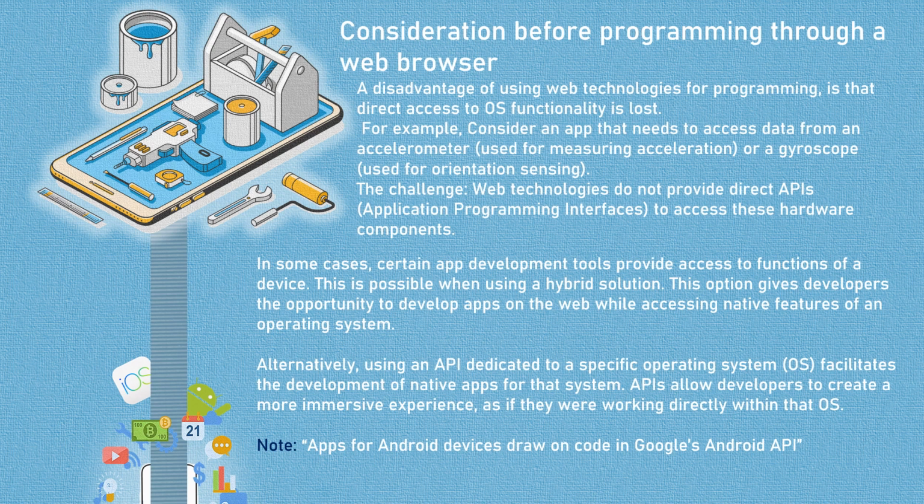One disadvantage of using web technologies for programming is that direct access to OS functionality is lost. In some cases, certain app development tools provide access to functions of a device. This is possible when using a hybrid solution. This option gives developers the opportunity to develop apps on the web while accessing native features of an operating system.